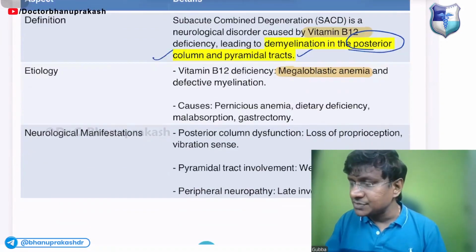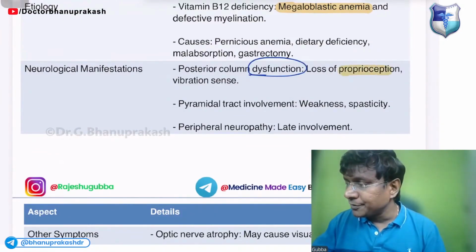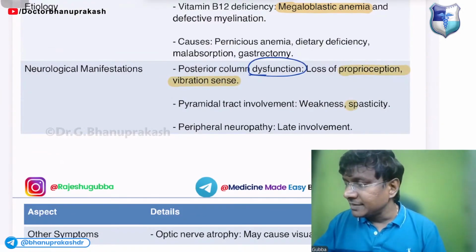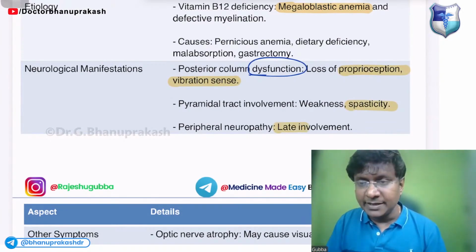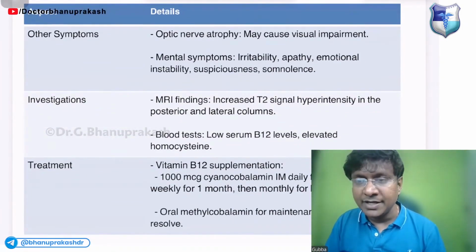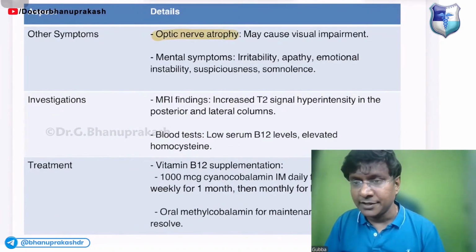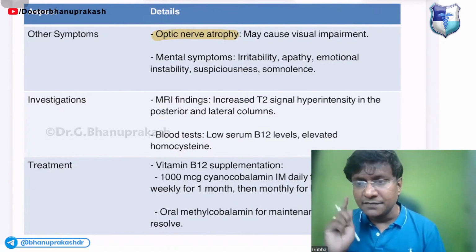The neurological manifestations due to the posterior column dysfunction will be loss of proprioception, vibration sense, and dorsal column sensations. And due to the pyramidal tract involvement, these patients will have spasticity. Very late, there will be peripheral neuropathy as well. And in subacute combined degeneration, do you have any cranial nerve involvement? Yes. These patients can have optic nerve atrophy. And the mental symptoms will be in the form of irritability as well as apathy. And that is due to demyelination of the cerebral neurons.